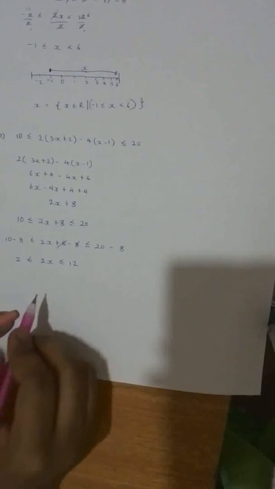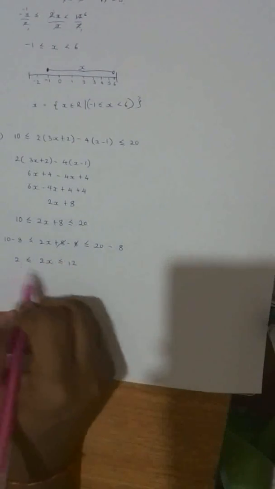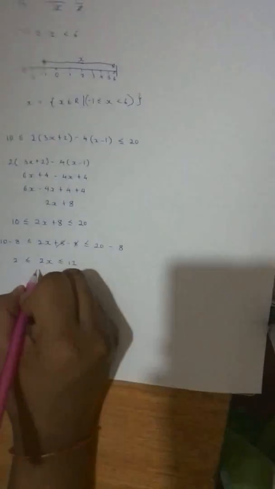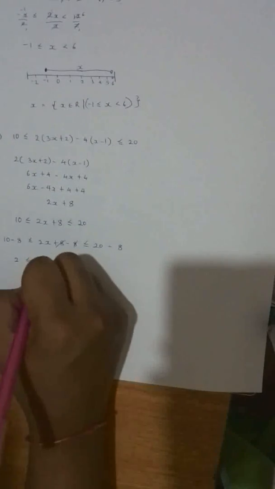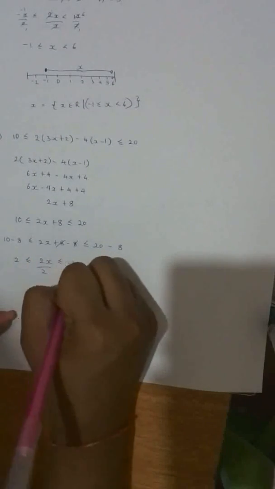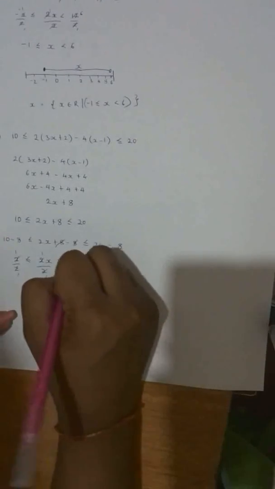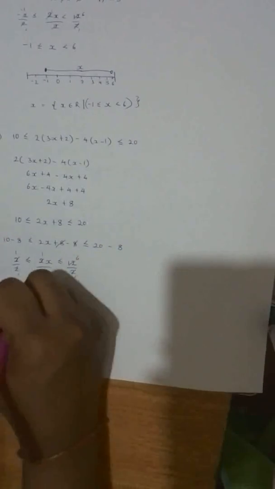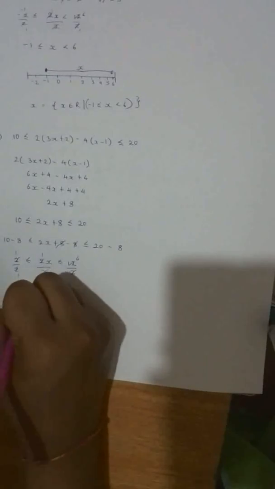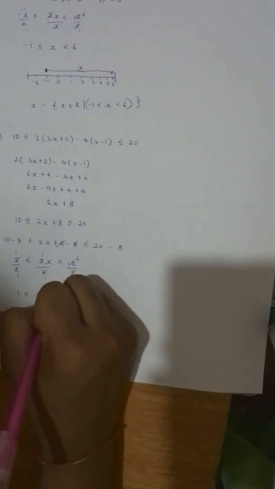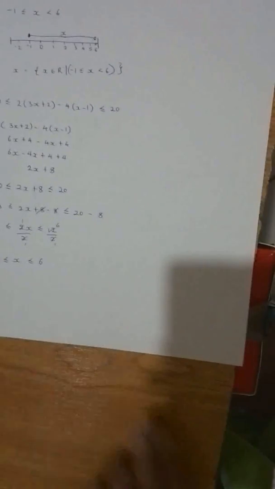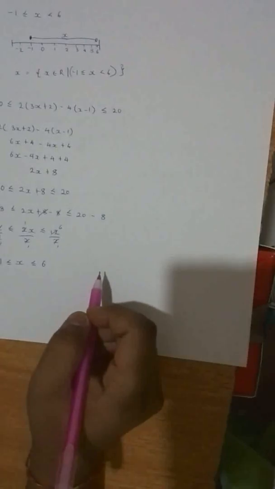Here we solve this by dividing all sides by 2 to find the values of x, which gives us 1 and 6. So what we have is 1 less than or equal to x less than or equal to 6. Again we can express it both on a number line and in interval notation.